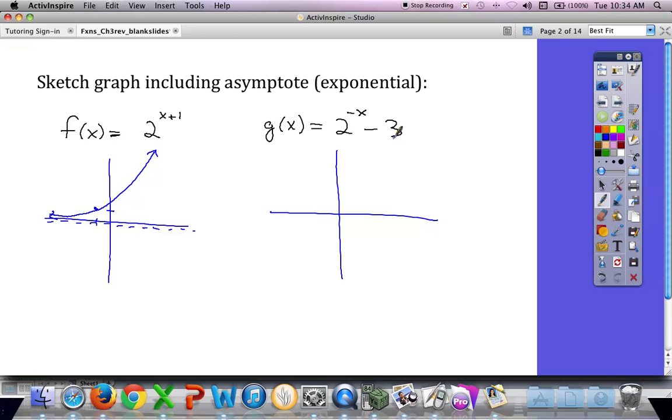What's the change in the graph because of the -3 after? It moves the whole graph down 3. So we're going to go 1, 2, 3. There's our new asymptote. We had a y-intercept at 1. Now that y-intercept is at -2. It will move down 3. But the shape of the graph is still exponential decay.